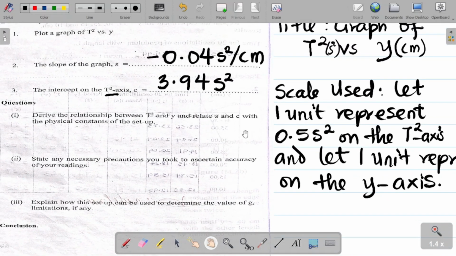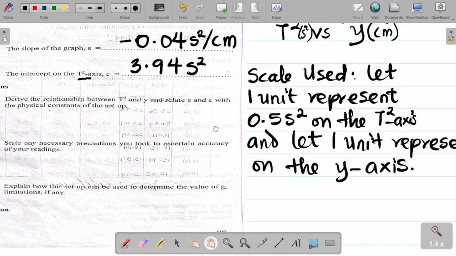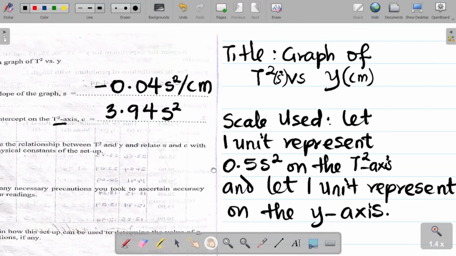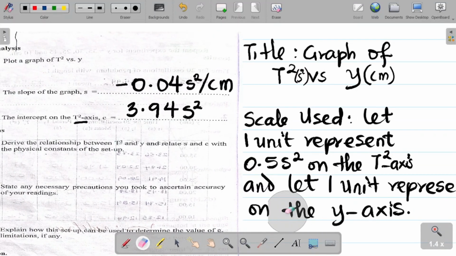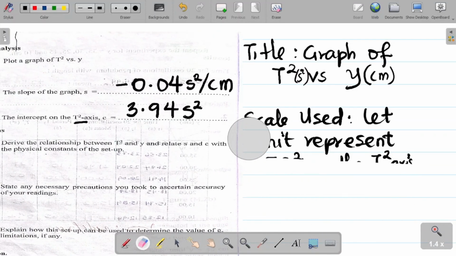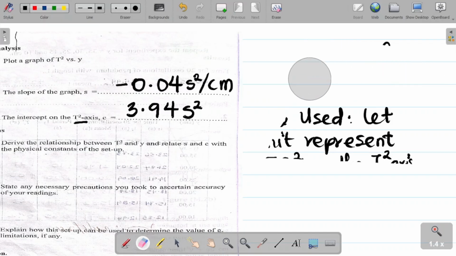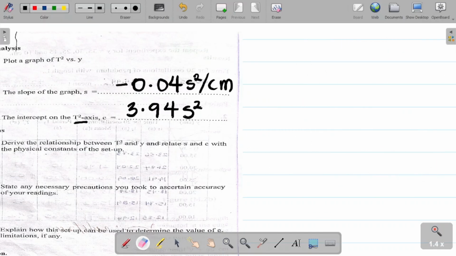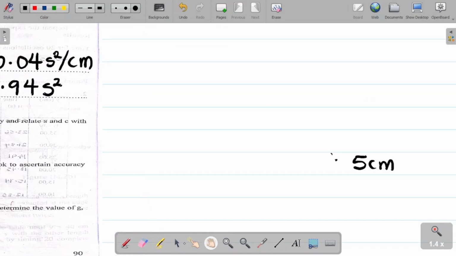How do we get the relationship between t squared and y? The idea will be very simple. Okay, so let me take off this scale and title. Hopefully you've copied this already. So let me take off the scale and title and see what we can get.